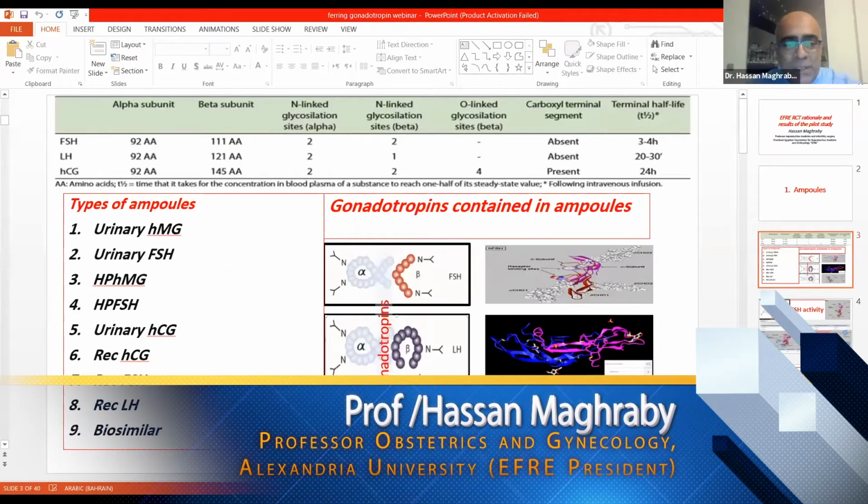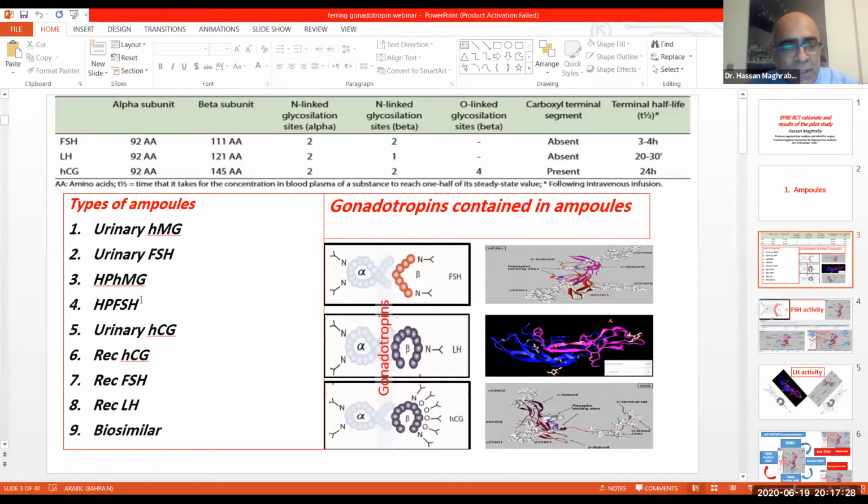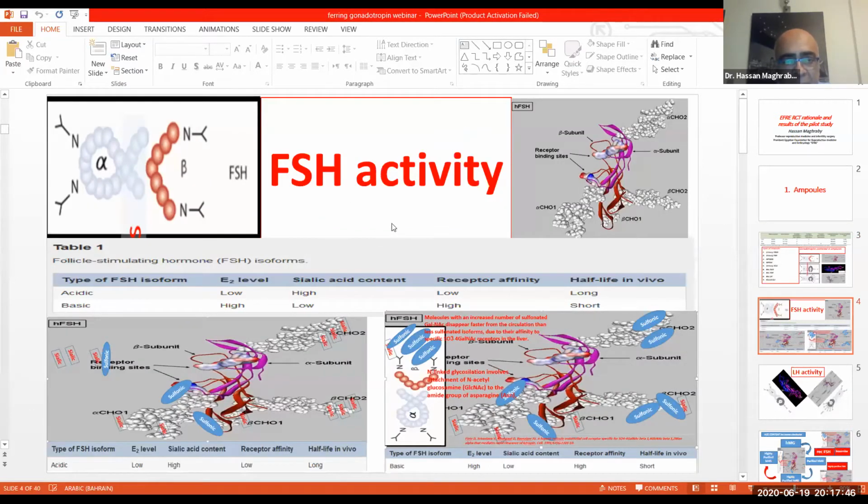So gonadotropins are of several types: urinary, recombinant, and biosimilar. All types of gonadotropin contain, in general, FSH, LH, and HCG in different proportions. And the FSH activity in gonadotropins is of two types: acidic FSH, in which the carbohydrate moieties are attached to sialic acid, and basic FSH, in which the carbohydrate moieties are attached to sulfonic acid.